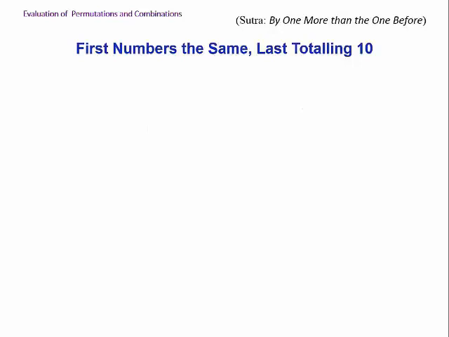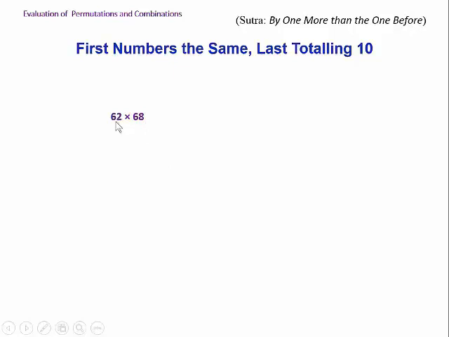Another handy type of multiplication which we use in the Vedic system, and which comes under the sutra "by one more than the one before", is where we're multiplying numbers like this, where the first numbers are the same, 6 in this case, and the last total 10. 2 and 8 is 10.